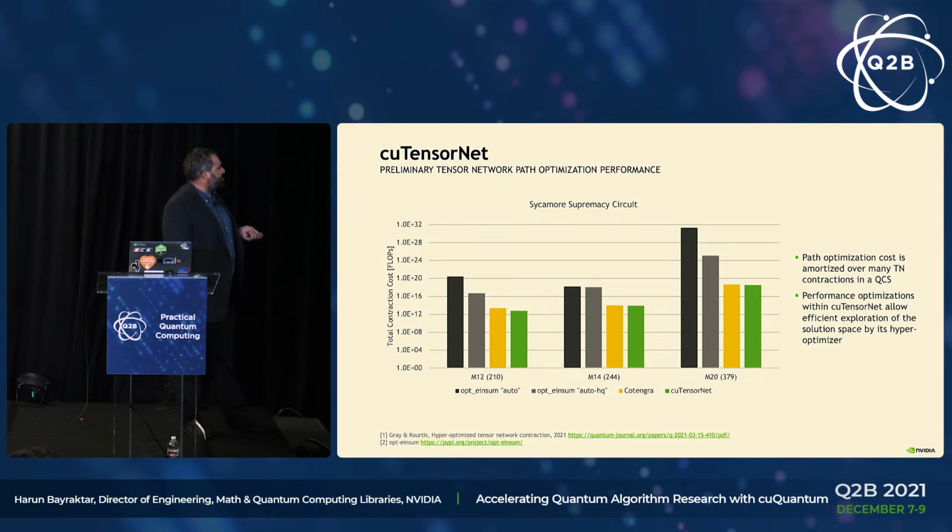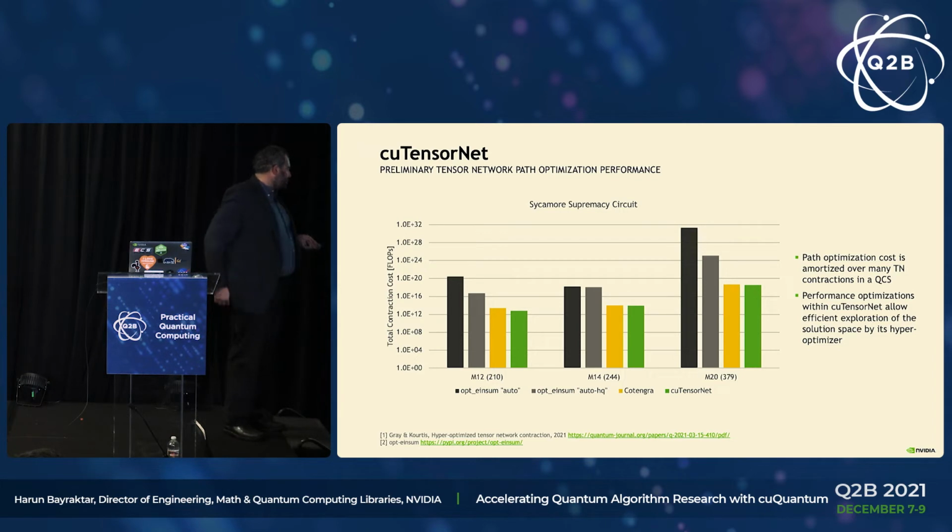The black is Opt_einsum's auto, and the gray is Opt_einsum's auto-HQ, which tries to do an improvement. And then the orange and the green are comparing Cotengra and cuTensorNet. And we consider Cotengra to be the state of the art. And if you're interested, the references are provided here. So if you just use Opt_einsum for your tensor network, you're close to e to the power 32 flops.